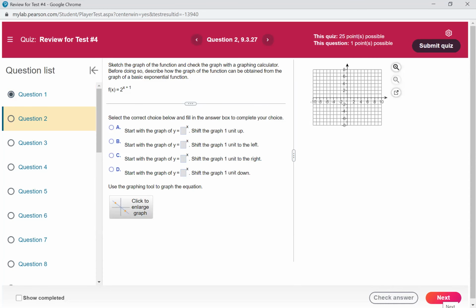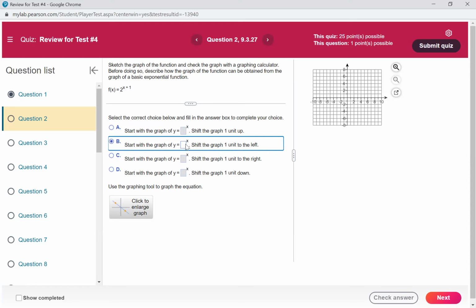All righty, so we're going to sketch the graph and check it with our graphing calculator if you want to. But before doing that, they want us to describe how it can be obtained from the graph of the basic exponential function. So we just got to figure out what is that +1 doing to this graph. So remember, when you attach that to the x in the exponent, if you add, it's going to move it left. If you subtract, it's going to move it right. So we want the one that says we're going to move 1 unit to the left, which will be B.